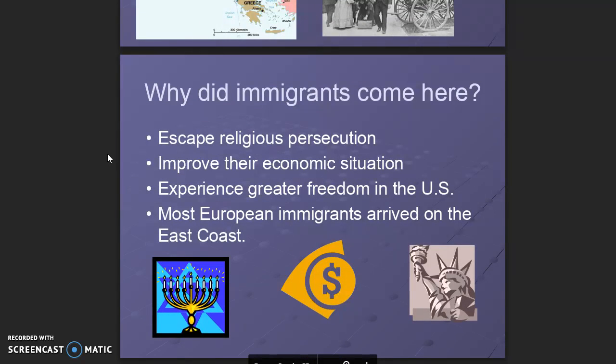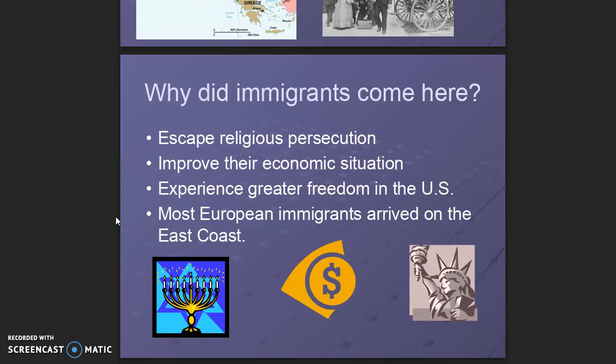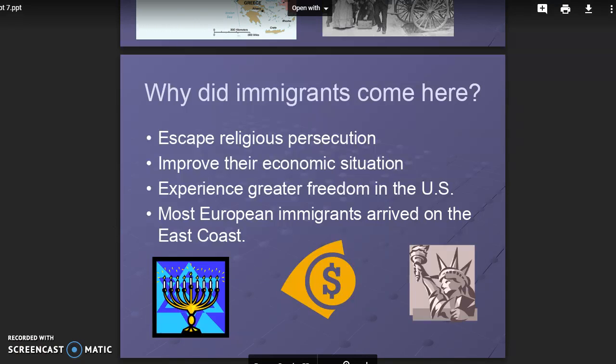Question number 2 asks, immigrants came here because of, and you have letters A, B, and C. You can simply copy these down. They came here to escape religious persecution, improve their economic situation, and experience greater freedom in the United States. Most European immigrants arrived on the East Coast. Please take a minute and write those down, and also keep in mind at any point, please pause the recording.